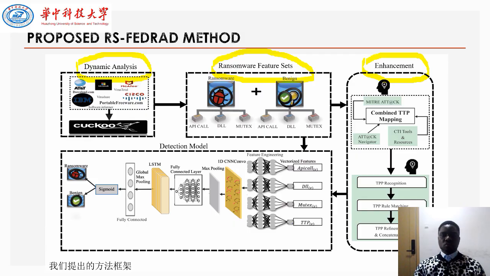After mapping, we move to the detection module, where we feed this into our detection model, combining LSTM and CNN. So from this, our detection module feature engineering takes place, and we are able to classify if they are ransomware or they are benign.